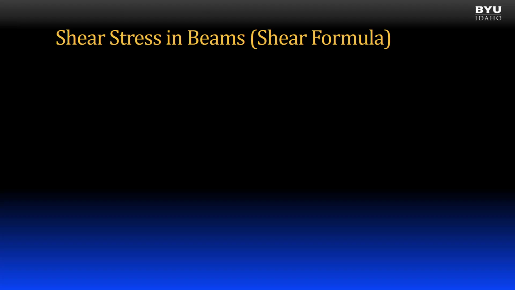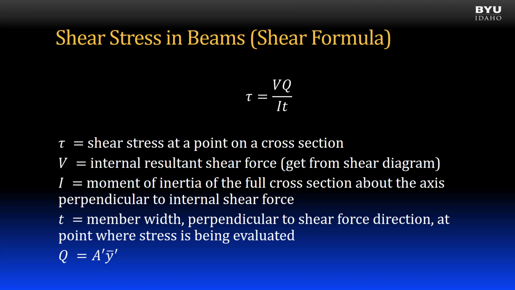Shear stress occurs in beams as a result of the internal shear force. It is sometimes called beam shear stress. The shear stress at a point on a cross-section of a beam is determined using the shear formula shown. The variable V is the internal shear force on the cross-section and can be found from a shear diagram.